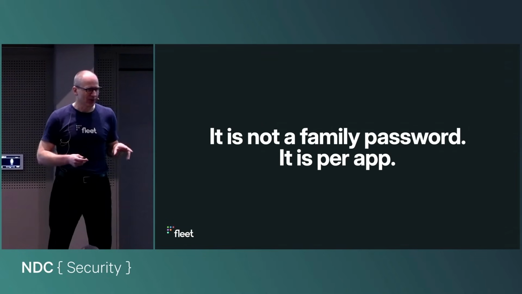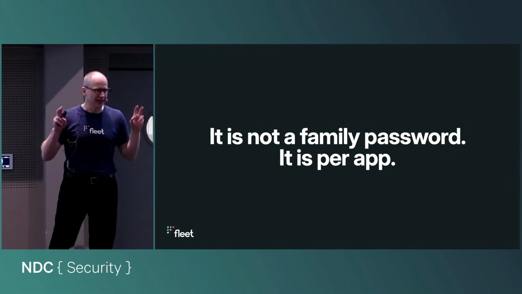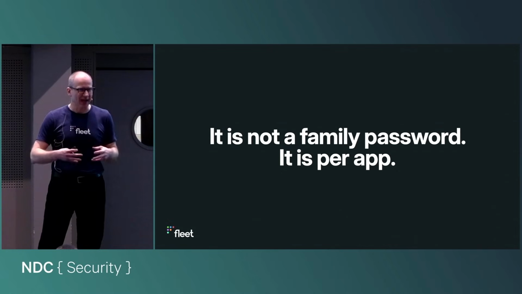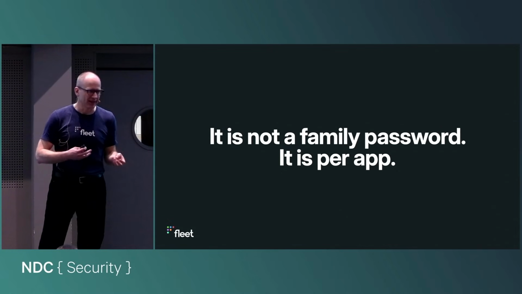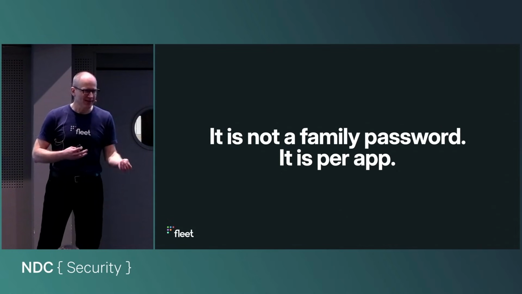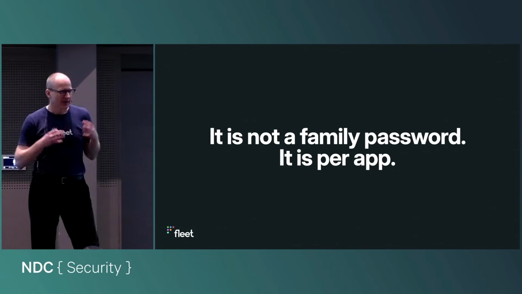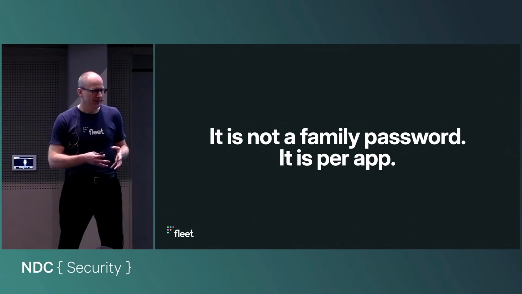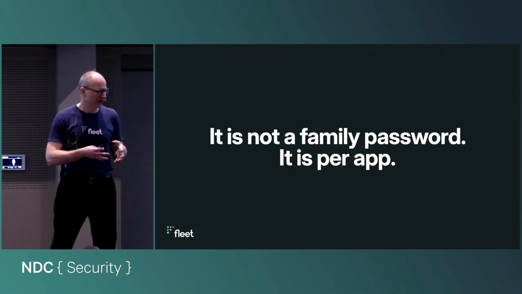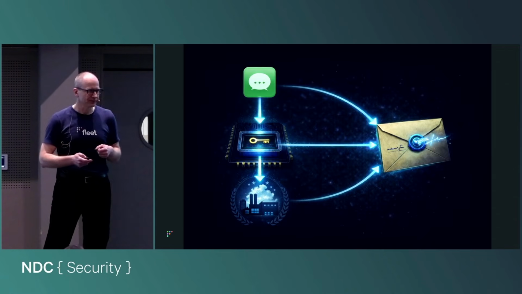Apple does not default to a single universal device identity key. Instead, each application can have its own hardware-backed identity. If one app is compromised, that identity doesn't automatically spill into the other apps. The Enclave enforces that segmentation, and so identity becomes granular rather than monolithic.